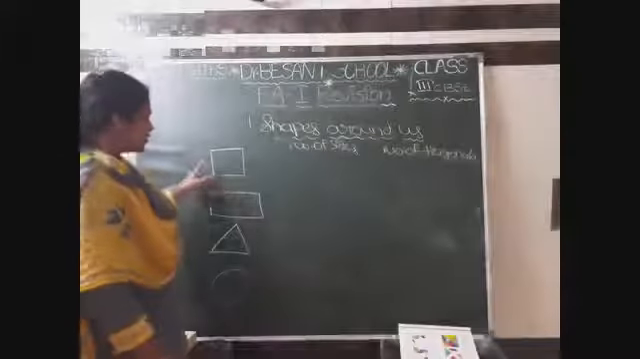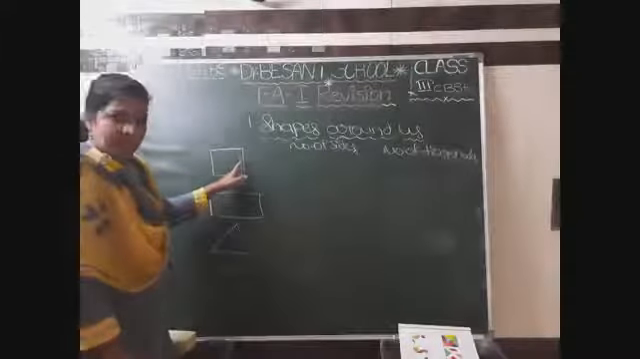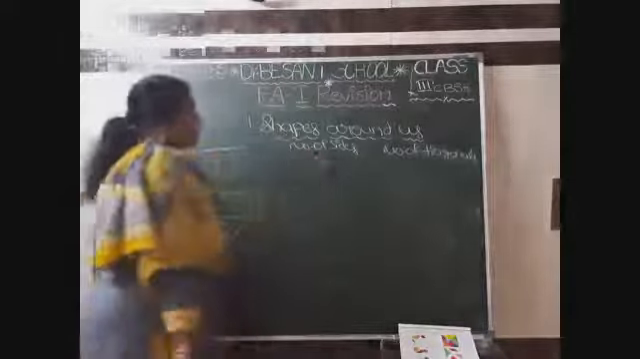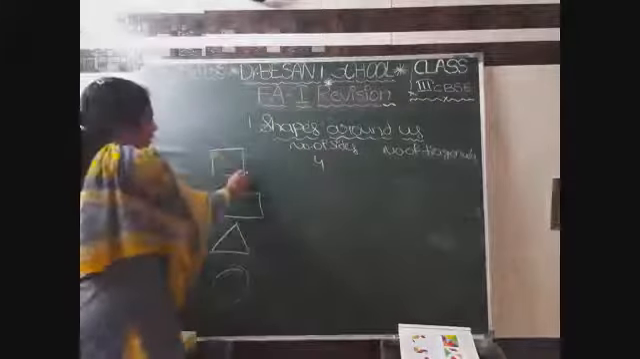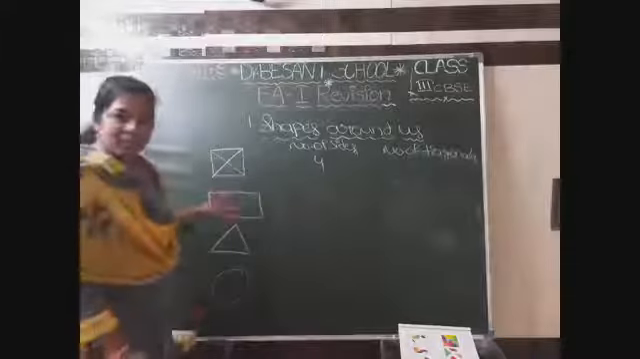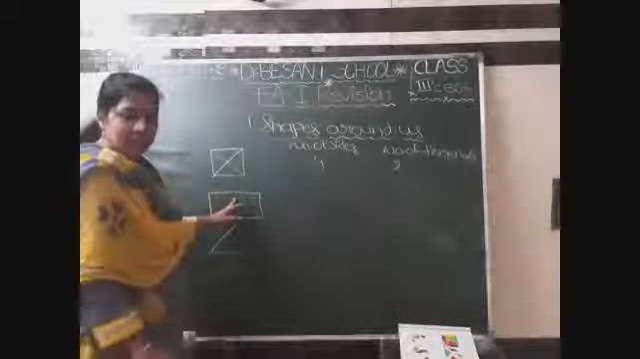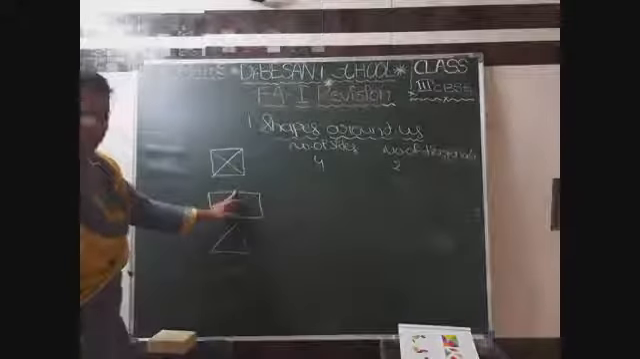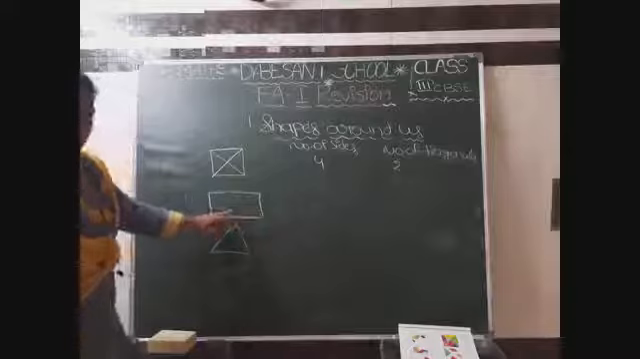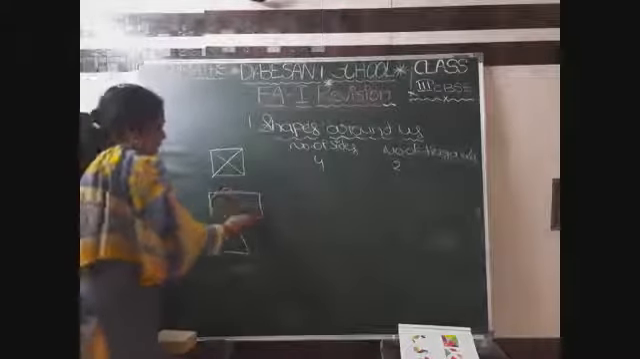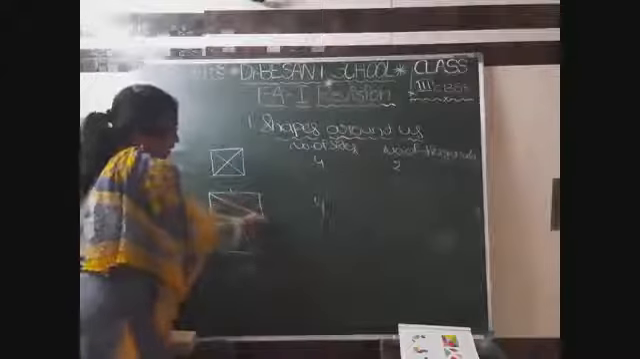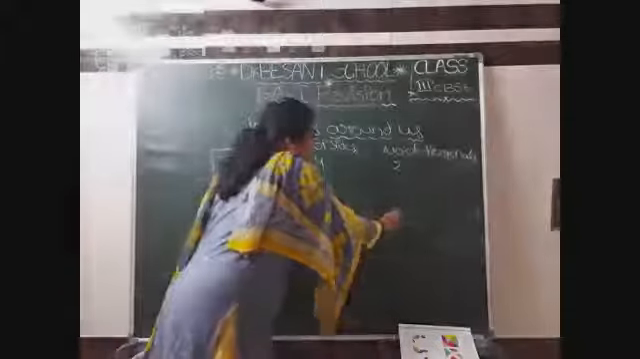Can you say, children, what is the number of sides for this square? Total how many sides? 1, 2, 3, 4. The number of sides is 4. Number of diagonals? This is one diagonal and this is another diagonal. Total how many diagonals? 2. Now coming to this rectangle, how many sides are there? 1, 2, 3, 4, so 4 sides. How many diagonals? This is one diagonal and this is another. 2 diagonals for the rectangle.